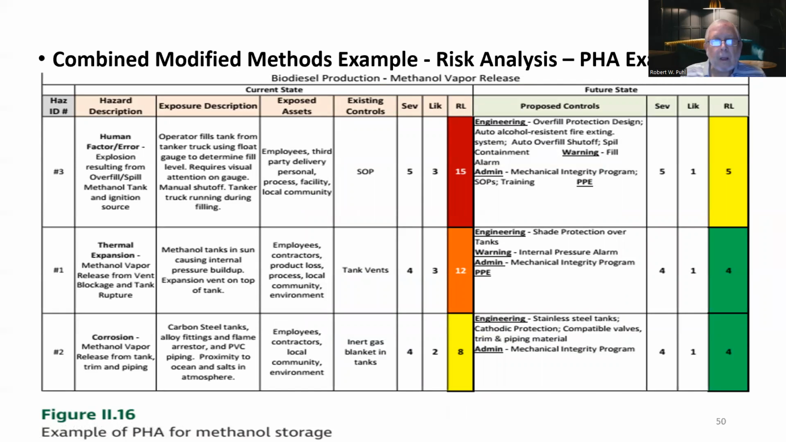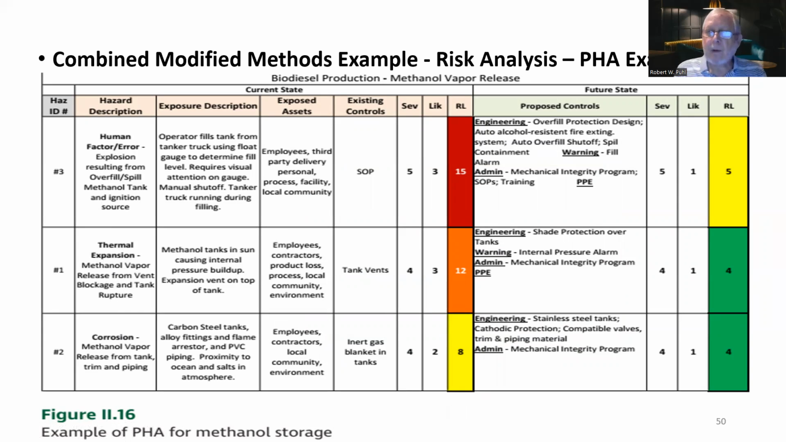All right. Combined methods, risk analysis, PHA example. Here you go. They give them 3, 2, 1, and 2 now. Thermal expansion again here on number 1. Methanol tanks in sun causing internal pressure buildup. Expansion vent on top of tank.